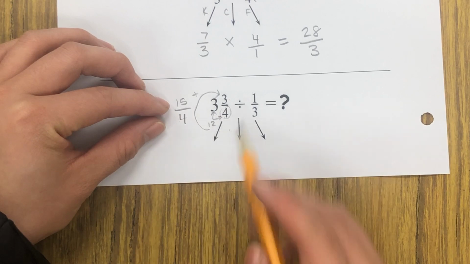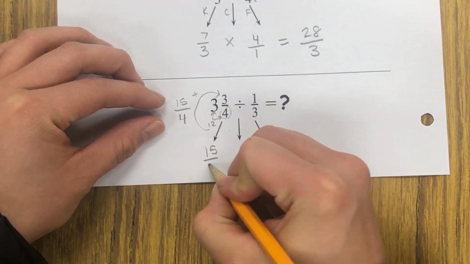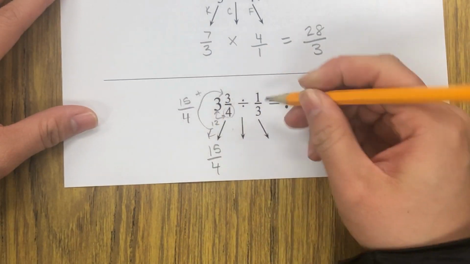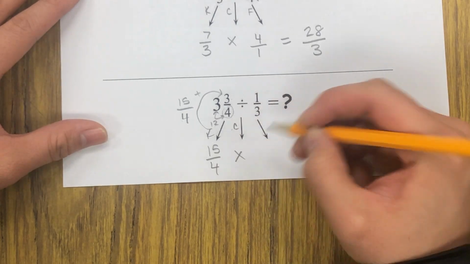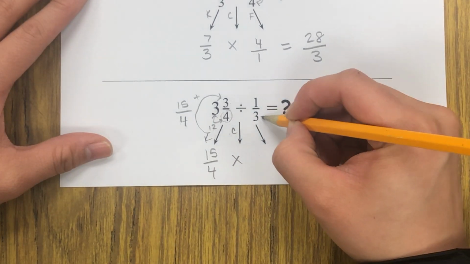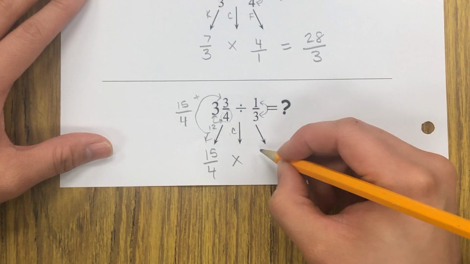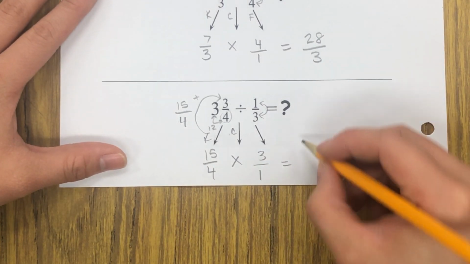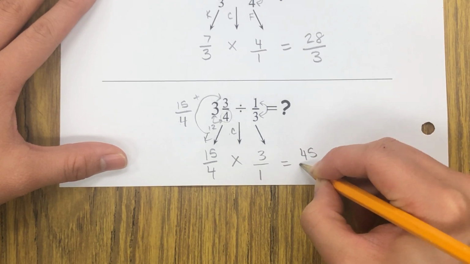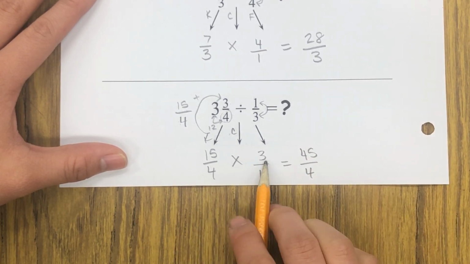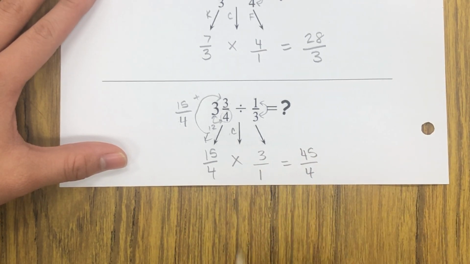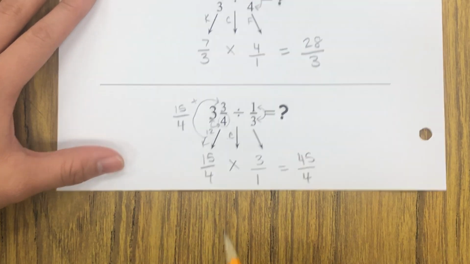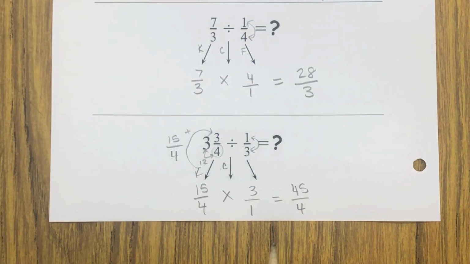Okay, so we're going to keep this fraction exactly the same. So this is our keep. We're going to change this symbol to multiplication. And we are going to flip this fraction. Instead of 1/3, it's going to be 3/1. And then we're going to multiply straight across. 45/4. So 15 times 3, 4 times 1. Okay, and that is it. That is how we divide fractions.